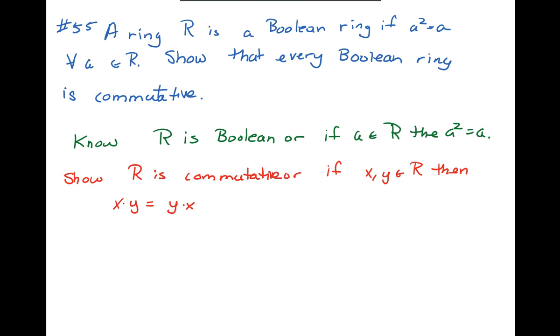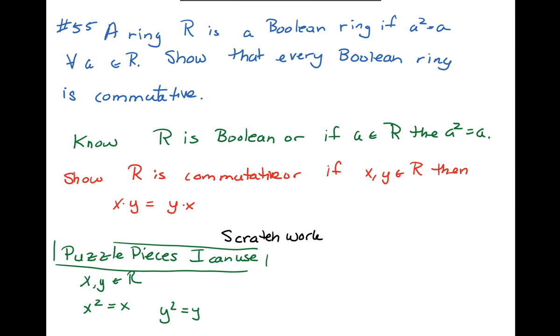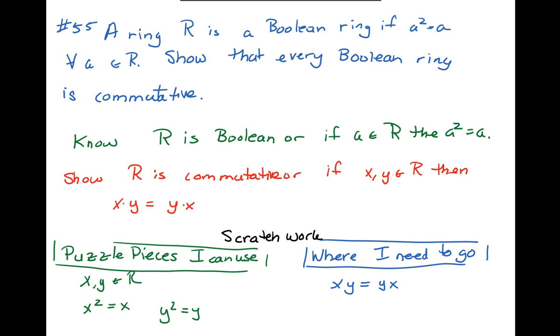We have that x times y is y times x. So what can we use here? The puzzle pieces we're allowed to use, if we start out with an arbitrary x and y in R, are that x squared is x and y squared is y. Where we need to reach for is to show that x times y is y times x.